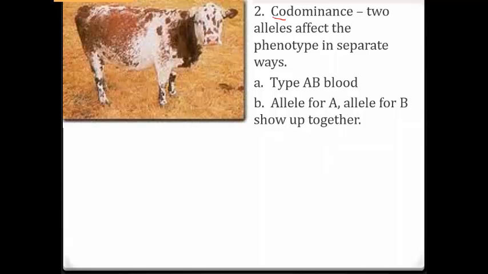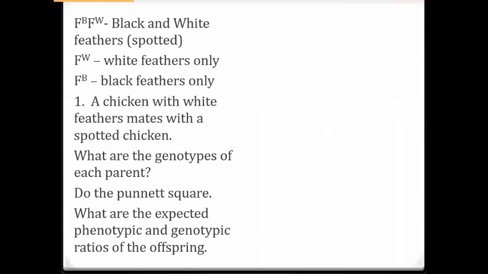We're going to take a look in our Punnett square examples with chickens. And we're going to look at black feathers versus white feathers, and then we're going to have this spotted feather where some are black, some are white, so it makes the chicken look speckled or spotted. Now, if they only have white feathers, then that has to be F with a W.